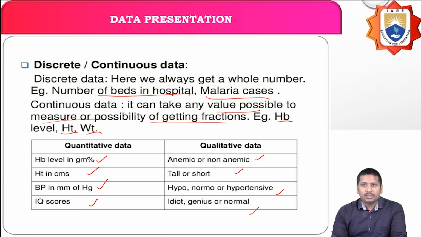Okay, so these are some of the discrete and continuous data which should be differentiated here. Discrete means we get whole numbers, normally a number quantity, like the number of beds and the number of malaria cases, whereas continuous means the data varies with respect to time, and it will be in the form of fractions.